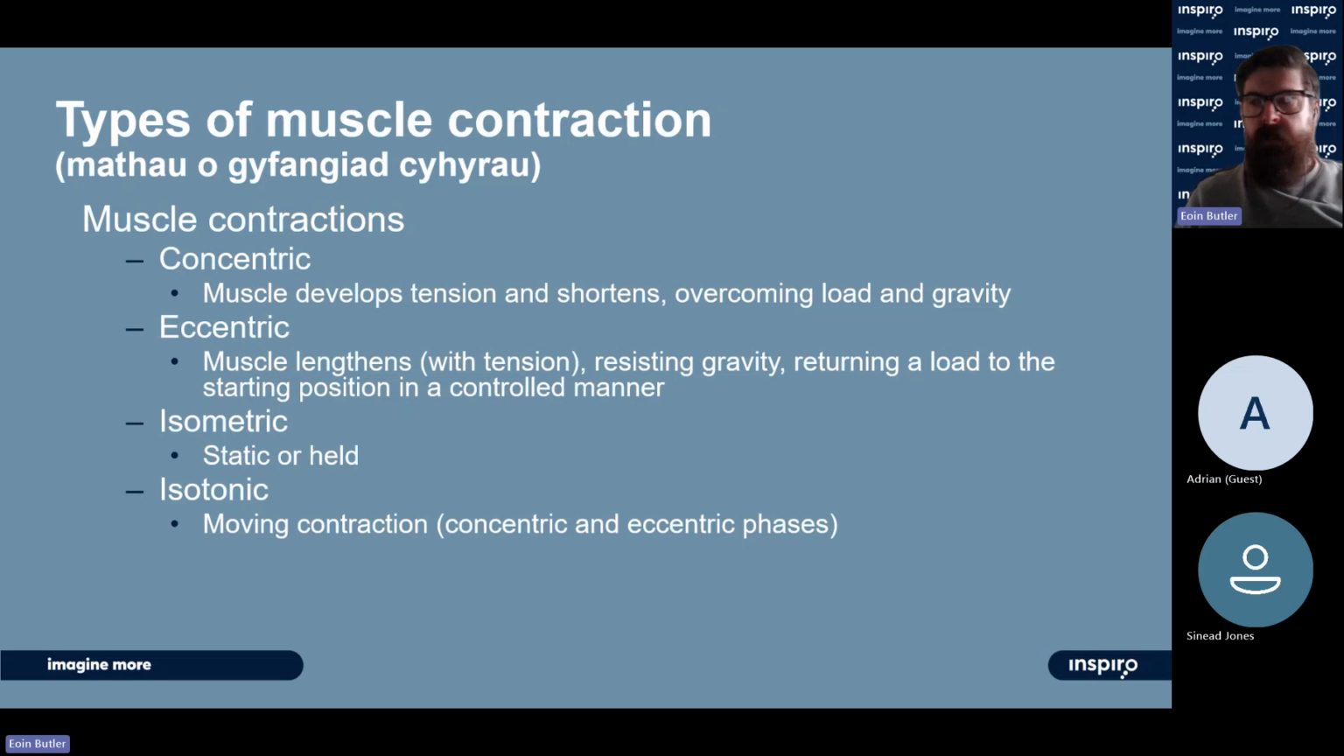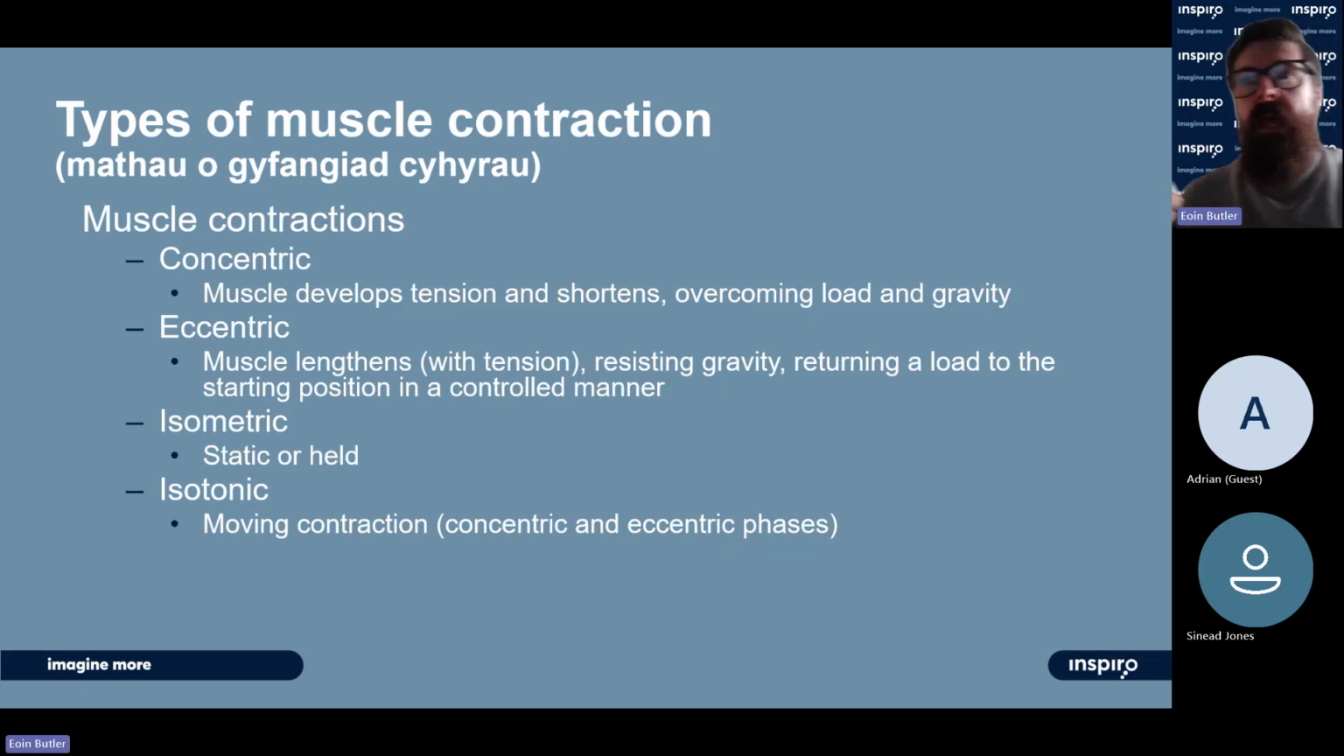Our isometric contraction then is simply a static or held contraction. Can you give me an example of any exercises where you would do a static or held isometric contraction? Is that like a plank? Perfect. Yes, plank, because you're just holding that position. So it's an isometric contraction. There's no lengthening or shortening of the muscles. They're just in that one position, but they have got tension. A wall squat would be another one. As you sit in the wall squat, you're holding that position.